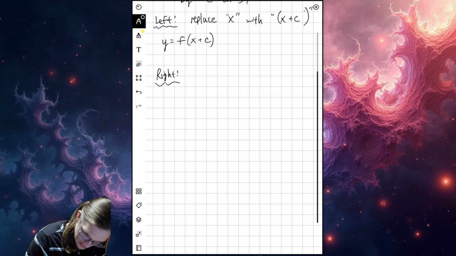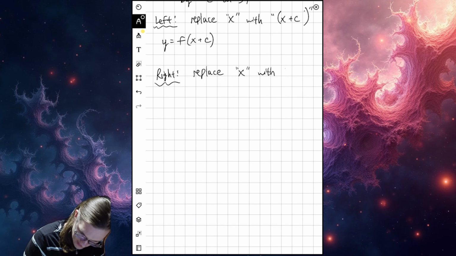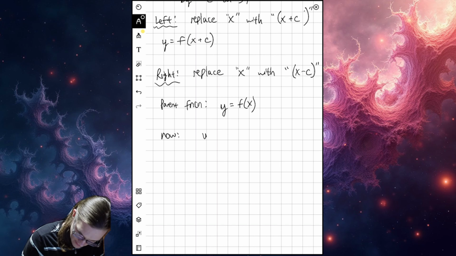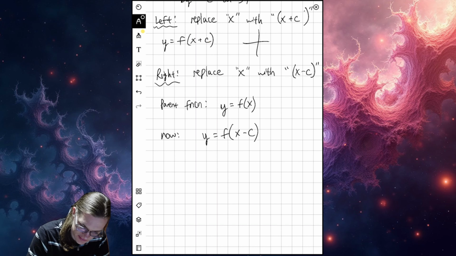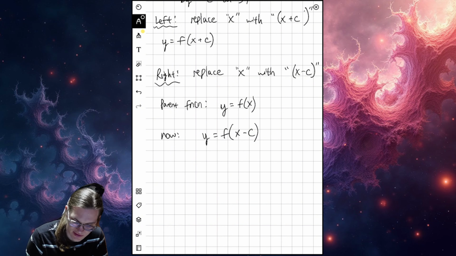And to go to the right, you replace x with x minus c. So what was parent function y equals f of x, now it's y equals f of x minus c. And that'll shift it to the right. So it's a little counterintuitive. When you're shifting the graph in the x direction, plus some number is going to shift it to the left. You might expect that a plus shifts it to the right, but it shifts it to the left. It's just something you have to remember. And minus some number will shift it to the right.